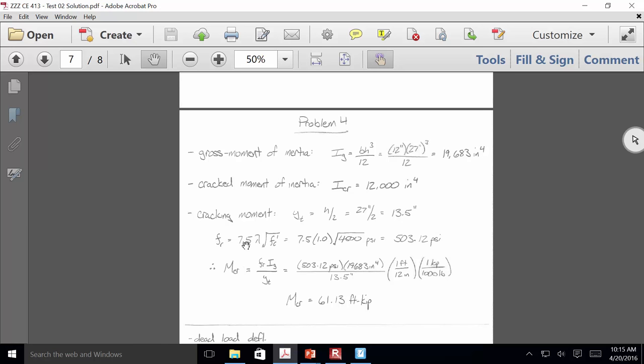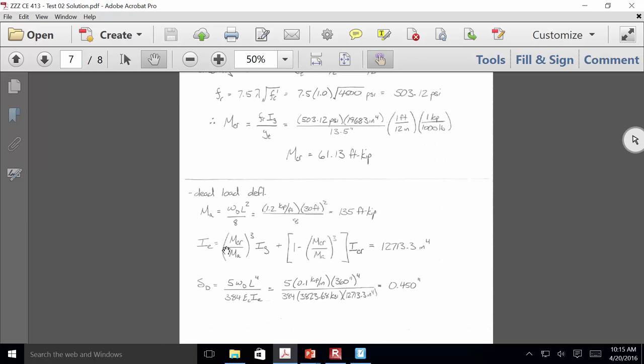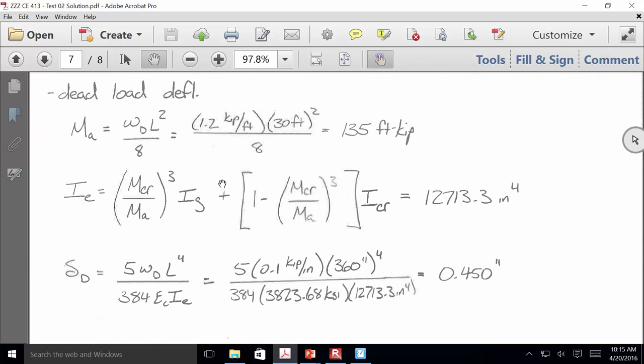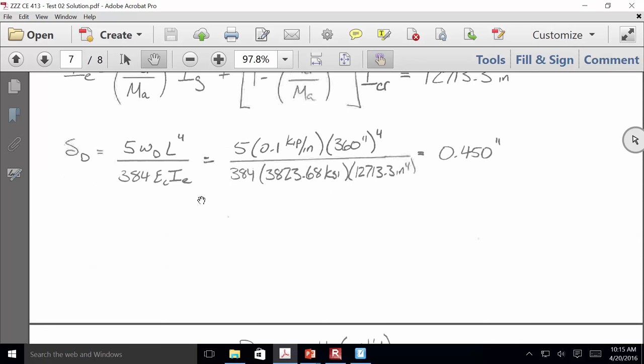So, dead load deflection, okay? Here's the moment. Let me zoom in a little bit. The moment, wL squared over 8, no load factors, 135 foot kips. Your effective moment of inertia, again, it's gotta be between that 19,600 and 12,000. 5wL to the fourth over 384EI. Again, consistent units, okay? You should get about 0.45 inches. That's your dead load deflection, all right?